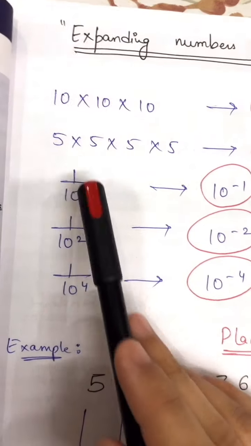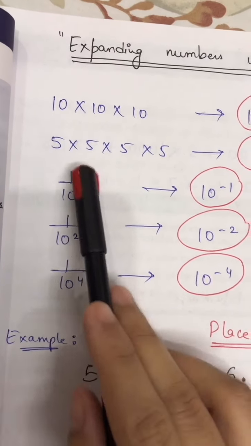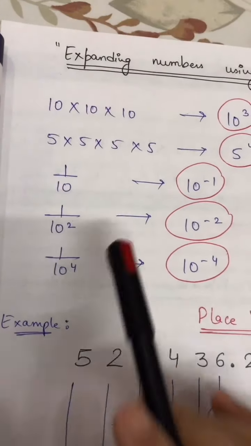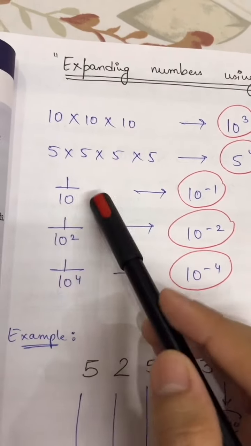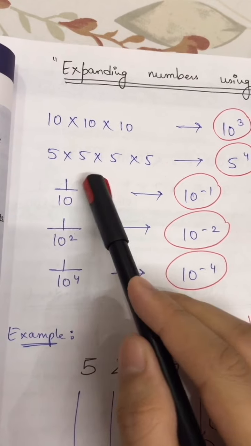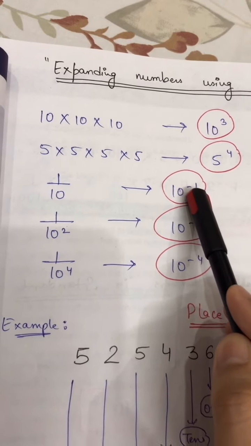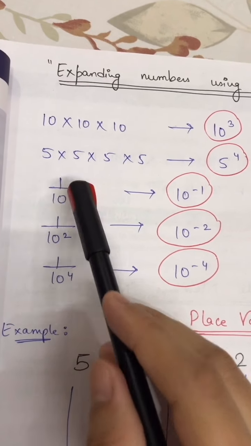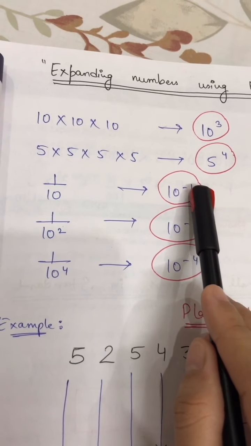Next is 1 upon 10. 1 upon 10 means 10 raised to power minus 1. When you are going to write the denominator in the numerator, then the power will be in the minus. Here the power of 10 is 1. That's why 10 raised to power minus 1.